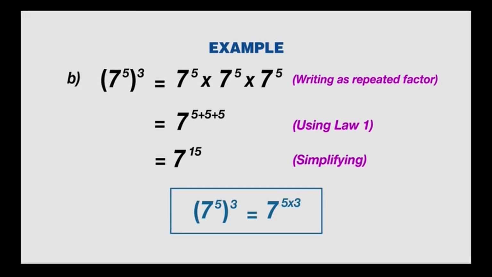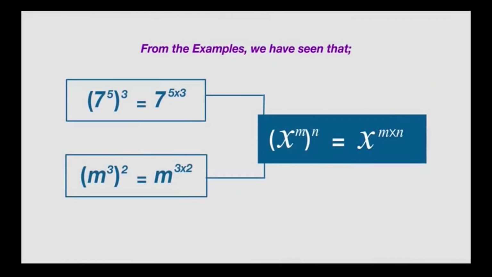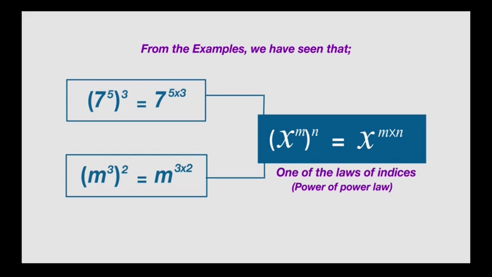So anytime you have an index number that is raised to another power, so you will find you have brackets and 2 powers, what you do is you write down the base and you multiply the powers and you get the same answer. Now, from the examples we have looked at, we can conclude that if you have x raised to the power m, all raised to the power n, this will be equal to x raised to the power m times n, or x raised to the power mn. This is also one of the laws of indices, and we say this is the power of power law.